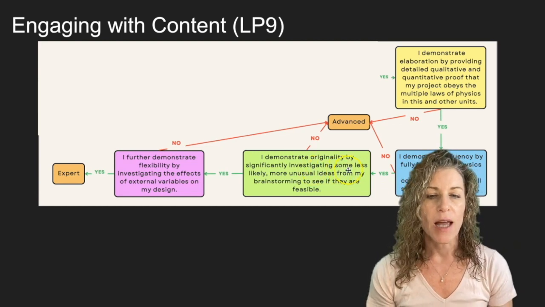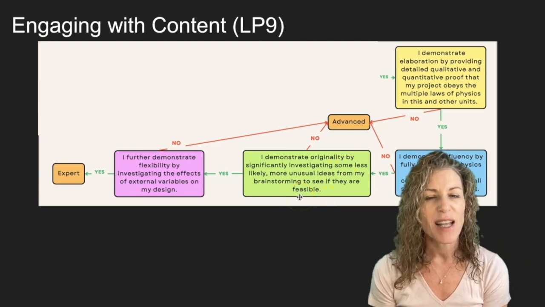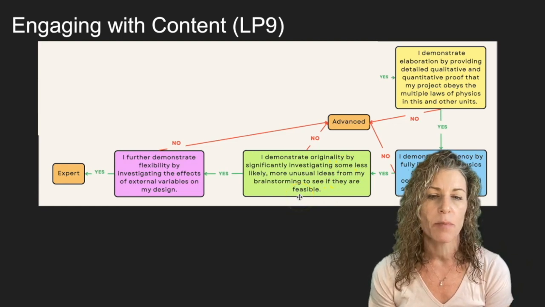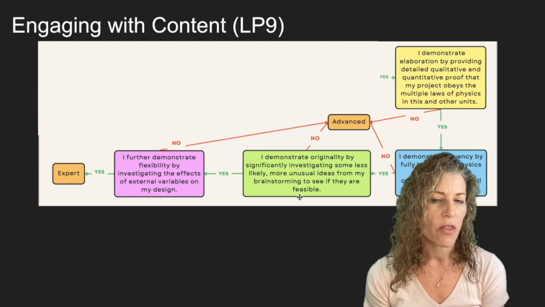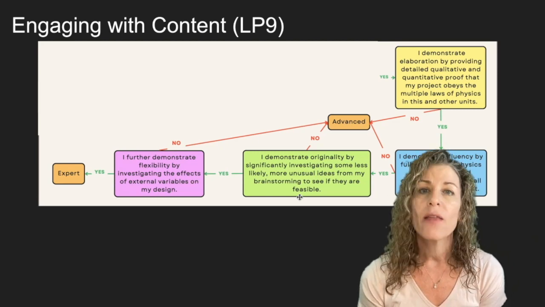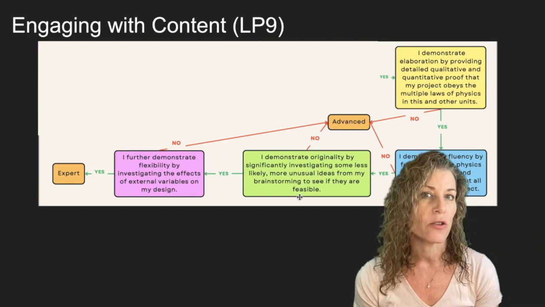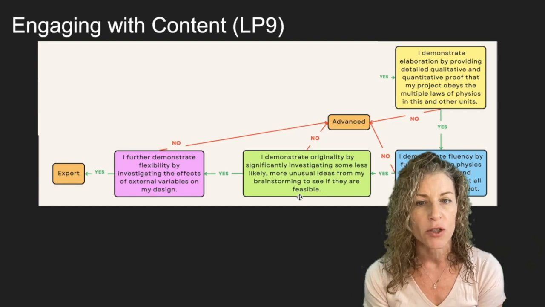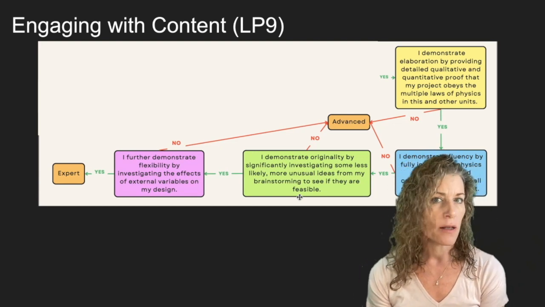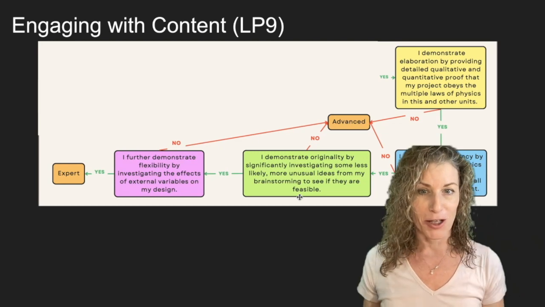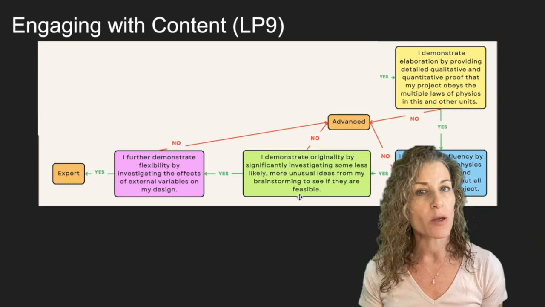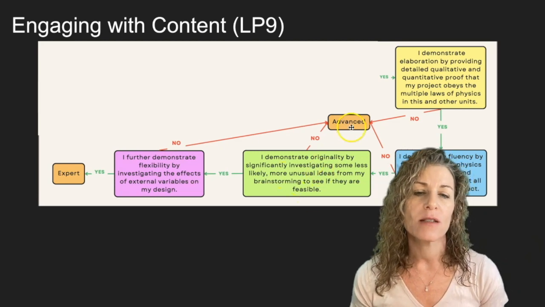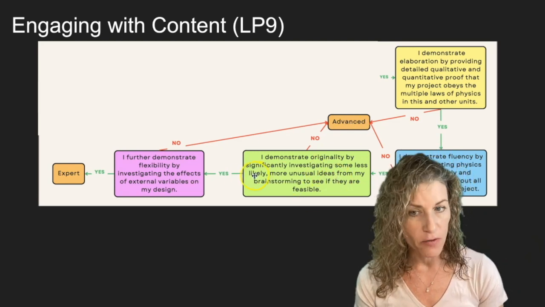I demonstrate originality by significantly investigating some less likely, more unusual ideas from my brainstorming to see if they are feasible. If you're not sure what things are less likely or more unusual, that's something you want to talk to me about before you make your decisions. I am happy to have that conversation because you might not know what's less likely, more unusual necessarily. So that's something we can talk about. If you don't do this, that's advanced. If you do, that's part of expert.